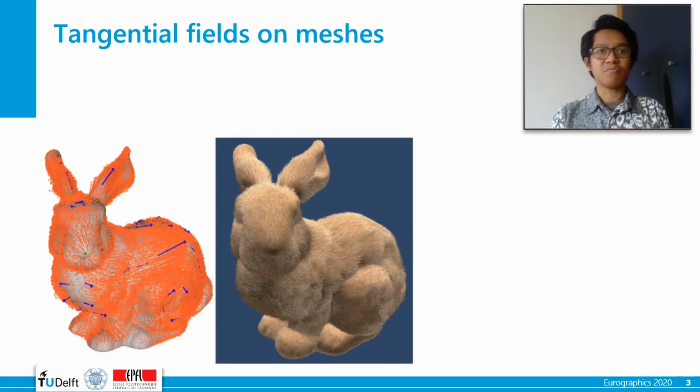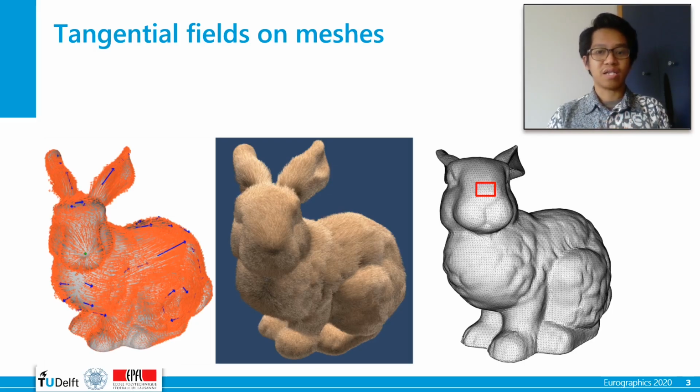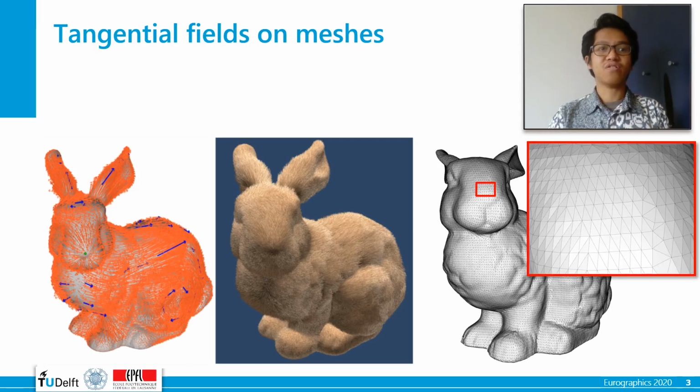The problem that we are addressing is that, on the one hand, editing tools require interactive responses. On the other hand, many triangles are needed to accurately represent complex geometry. Therefore, for vector field editing, we need to solve large-scale optimization problems.